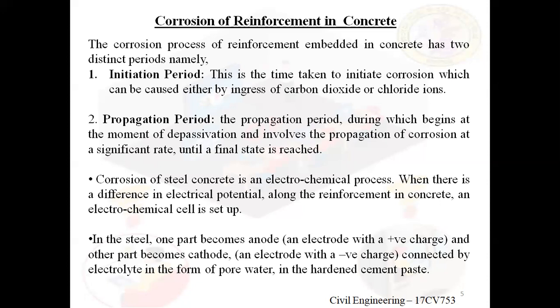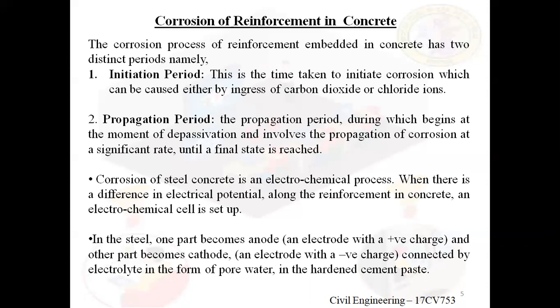Next, corrosion of steel is an electrochemical process where there is a difference in electrical potential along the reinforcement in concrete and an electrochemical cell is set up. The corrosion mechanism is the electrochemical process that we can see in the coming slides. Where there is an electrical difference, that means positive and negative charge, the steel has one part as anode and another part as cathode. One side is positively charged and the other side is negatively charged.